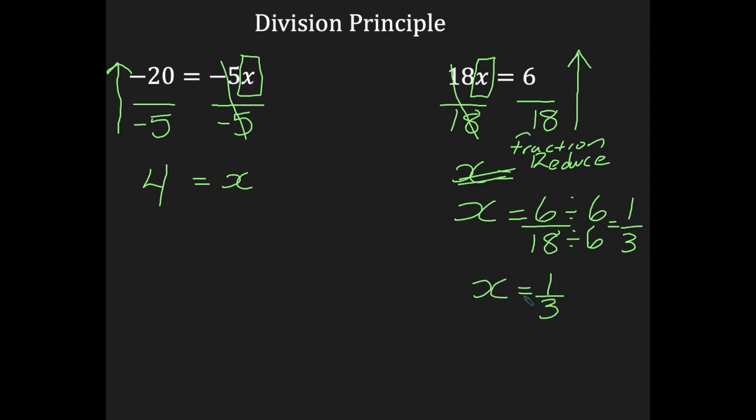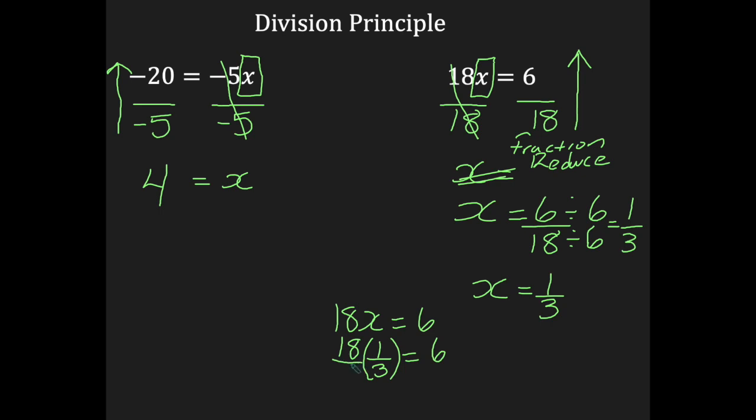Now your answer can be a fraction, or it can be an integer, or it can be a decimal. You never know. So don't think that your answer needs to be always a whole number or an integer. Now, you're probably saying, how can she check x equals 1/3? So again, I have 18x equals 6. I have 18 and my x is 1 over 3 equals 6.